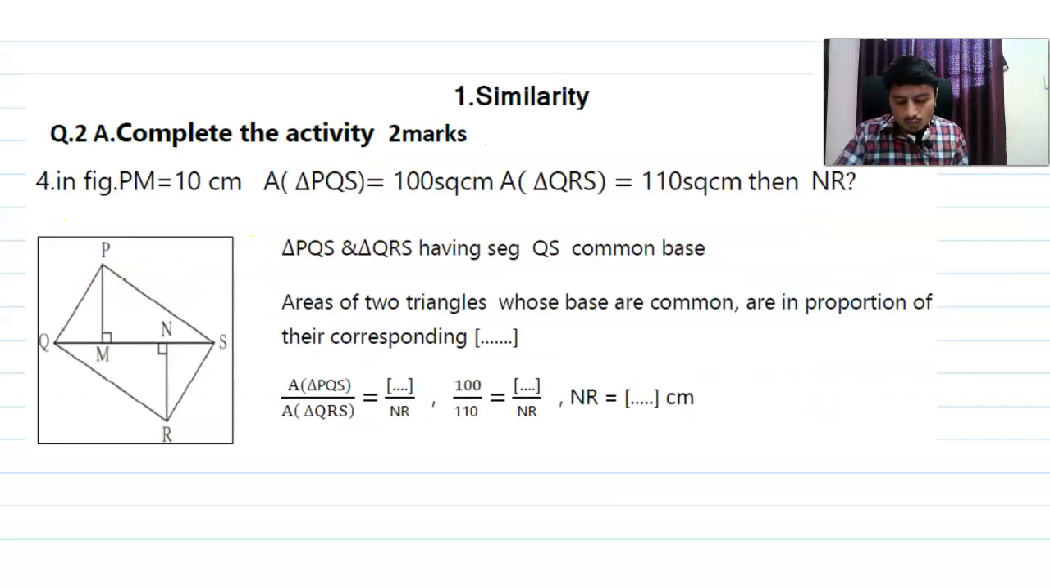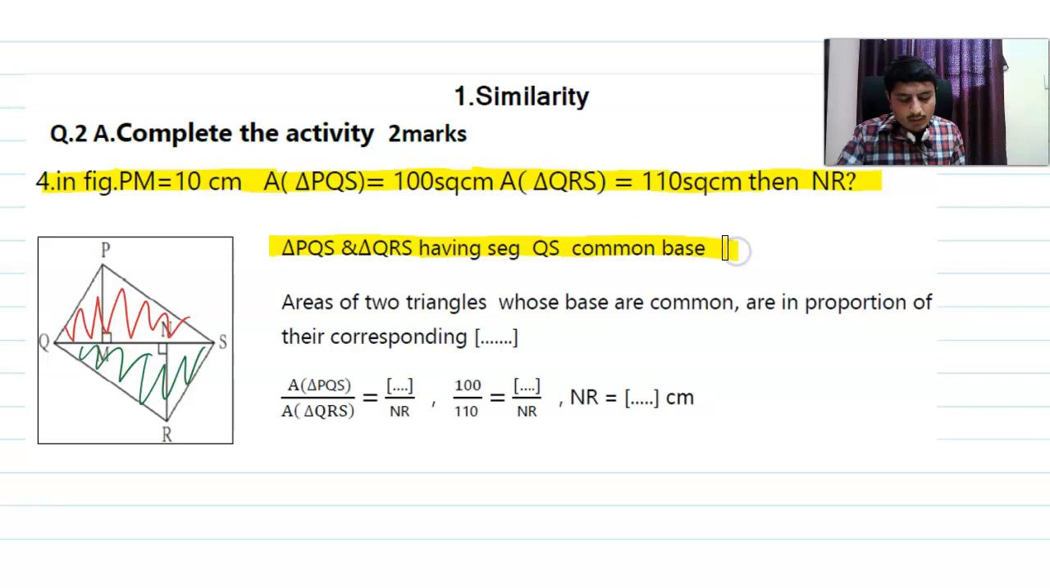Now let's have a look over question 4, an activity based question we have given again. In the figure, PM equals 10 centimeters. Area of triangle PQS is 100 square centimeters. Area of triangle QRS equals 110 square centimeters. Then NR equals what? We have here triangle PQS and triangle QRS. Identify the triangles from the given quadrilateral. We have PQS as the upper side triangle, the red shaded triangle, and QRS as the lower triangle, the green shaded triangle.